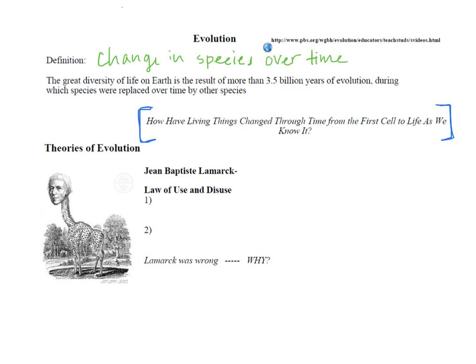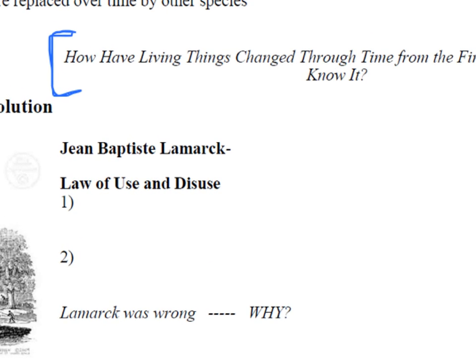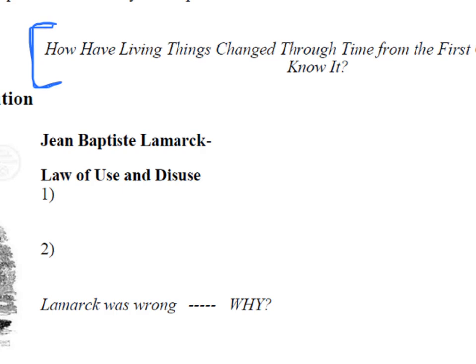So in order to talk about evolution, we're going to start with one of the early theories of evolution, and that was proposed by Jean-Baptiste Lamarck. So I'm going to zoom in a little bit so we can fill in some information here. Jean-Baptiste Lamarck did his work in the early 1800s, and he's known for the law of use and disuse.